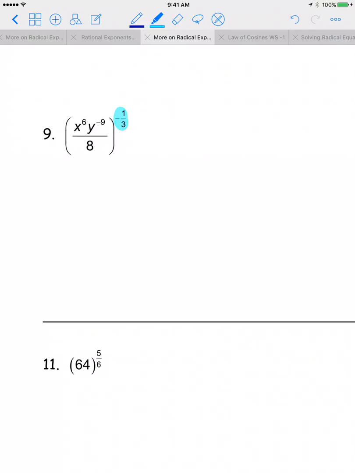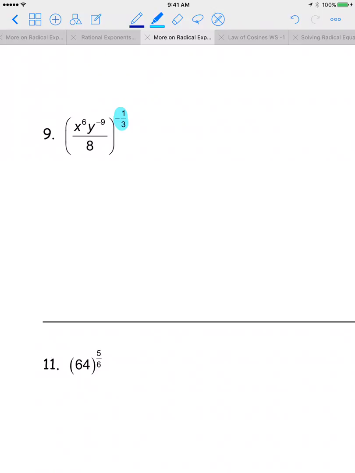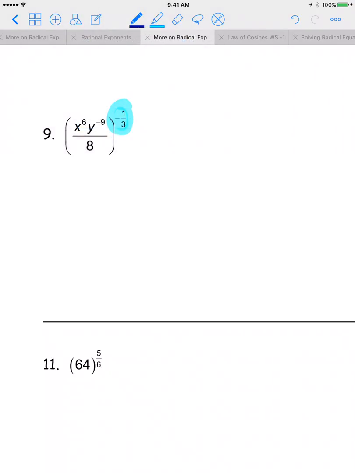Here we have a fraction raised to a negative exponent. Well, when we talked about this in previous lessons, we've talked about how we could take the reciprocal of this, and then it changes this to a positive 1/3. So if we do that, we would get 8 over x to the 6, y to the negative 9, and we'll deal with that negative 9 in just a minute, all raised to the positive 1/3. If you have any questions about this, you can come ask me and I'll show you an example of why this works.